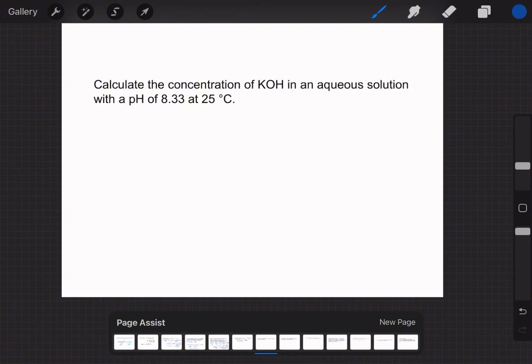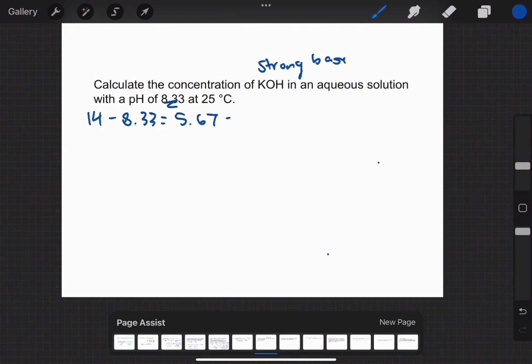On to the next question. Once again, super easy. We have our pH at 25 degrees Celsius. Also, this is a strong base formula, so it's just going to be 14 minus 8.33, since pH plus pOH equals 14. So when you subtract it, you'll get pOH. See, once again, it's a strong base. And that gives you 5.67, and that just equals pOH.